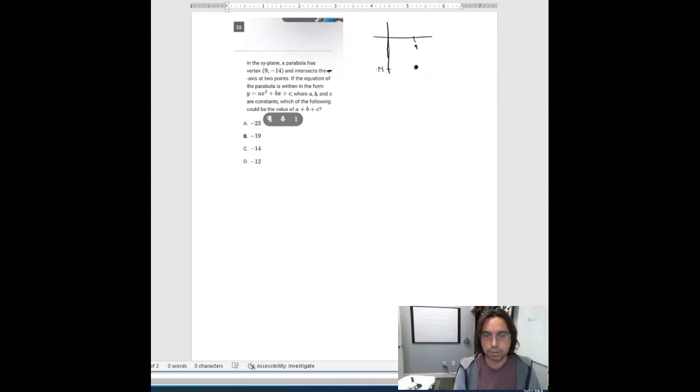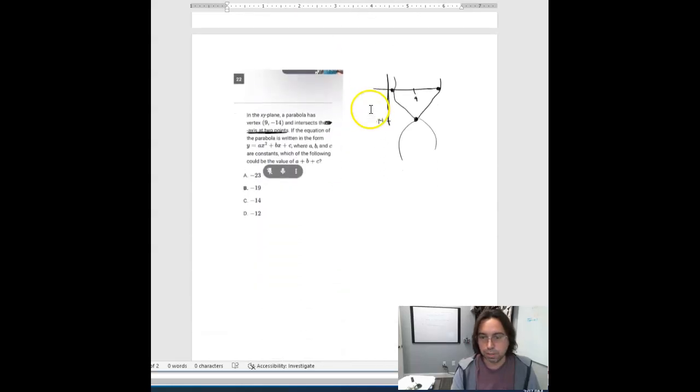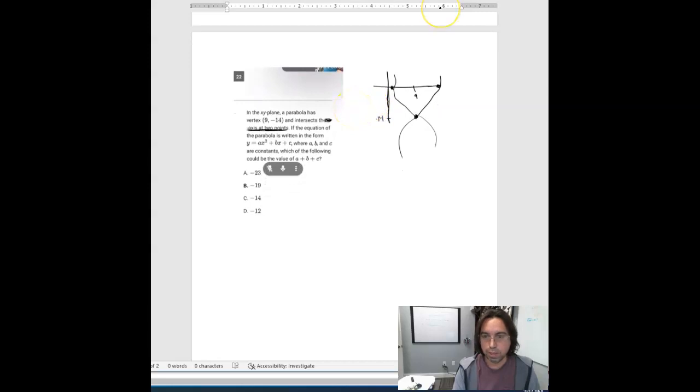It's talking about intersecting the x-axis at 2 points. Well, in order for it to intersect the x-axis at 2 points, it has to be somewhere up here. If the vertex is below the x-axis and it intersects at 2 points, it wouldn't be going down. That wouldn't be the premise of this. So we know as a result of this that A is greater than 0.